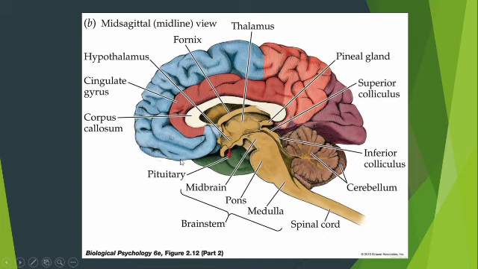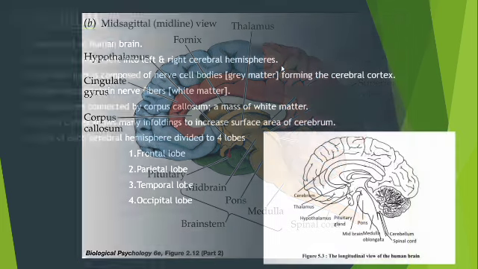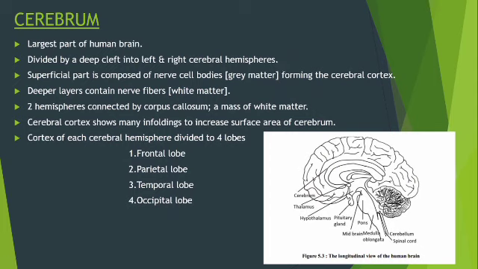The largest part of the brain is the cerebrum. The cerebrum is the largest part of the human brain. It is divided by a deep cleft into left and right cerebral hemispheres. The superficial part of the cerebrum is composed of nerve cell bodies or grey matter, forming the cerebral cortex, and deeper layers consist of nerve fibers or white matter. The two cerebral hemispheres are connected by the corpus callosum, which is a mass of white matter.